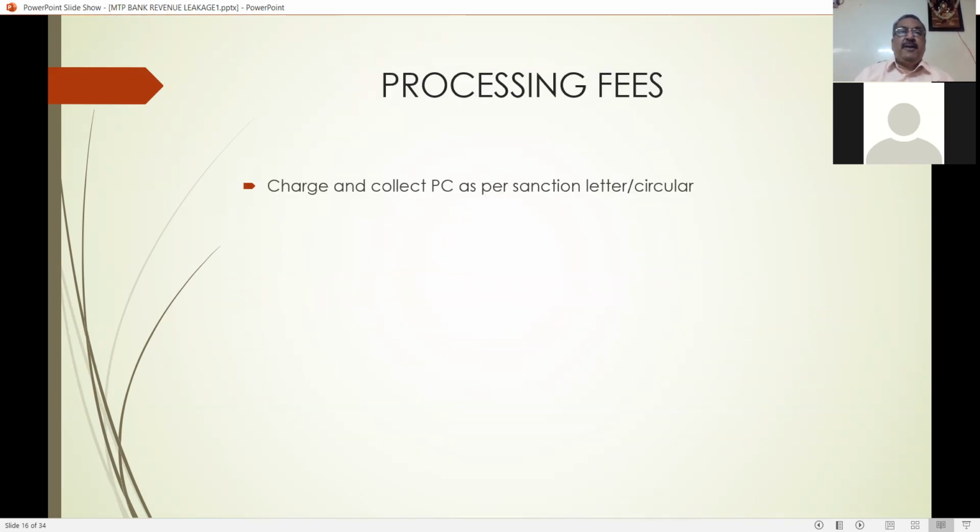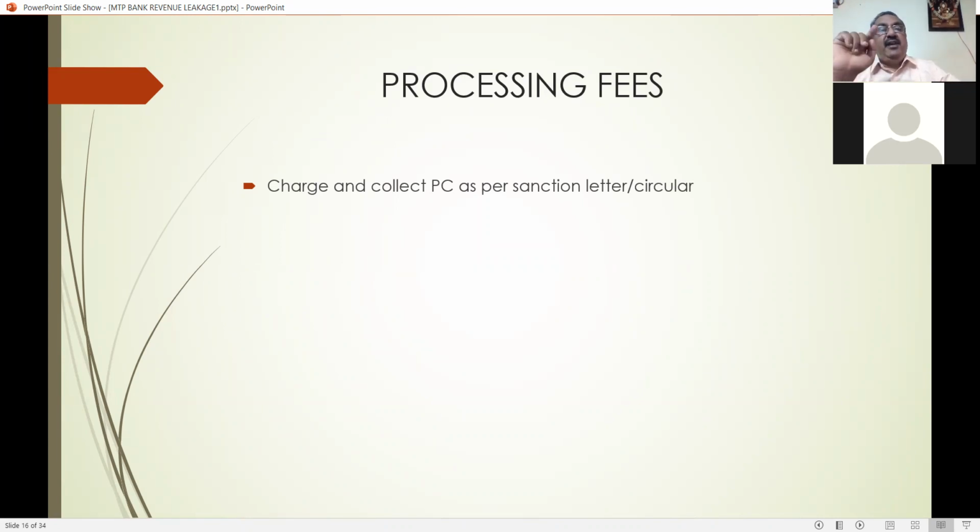And processing fee. Suppose any loan is being sanctioned, for the entire process they will charge a fee. That is called the processing fee. In processing fees, there are two types. One is upfront fee and the other is the regular processing fee. The processing fee the party has to pay after sanction of the loan, but before availment of the loan.